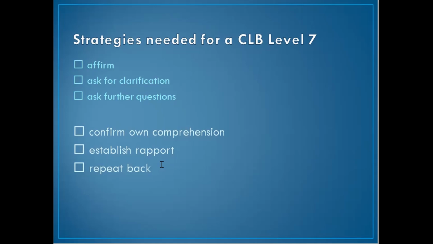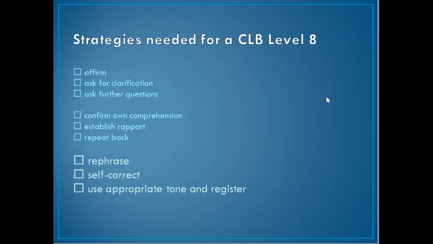And the next strategy for a CLB level 7 is to repeat back. When you're asking questions based on what the patient said, repeat it back to them. So now you are at a CLB level 7 in terms of strategies. Let's take you to a CLB level 8. You will need to use all the other strategies we talked about, plus a few more.